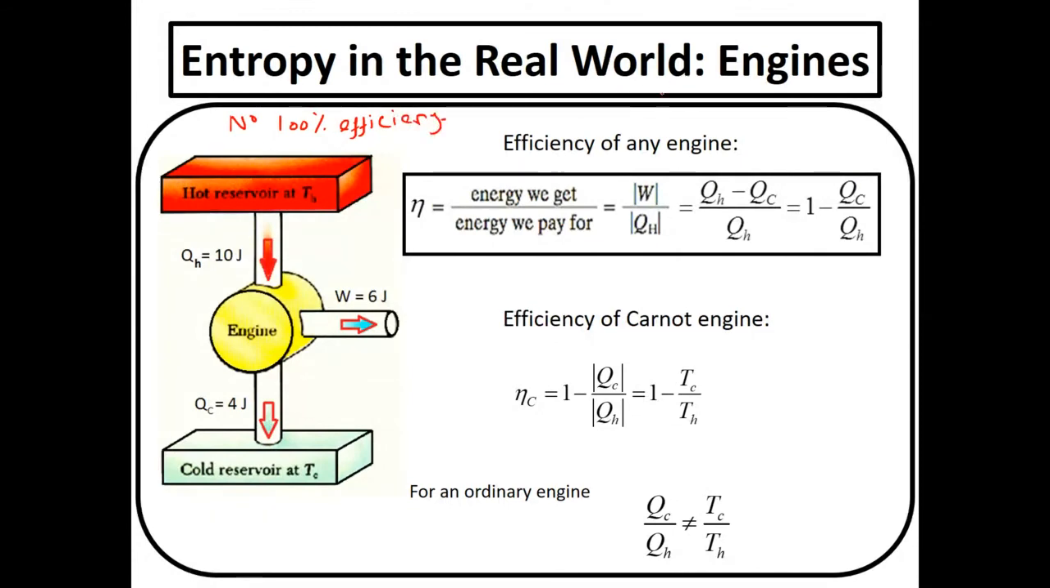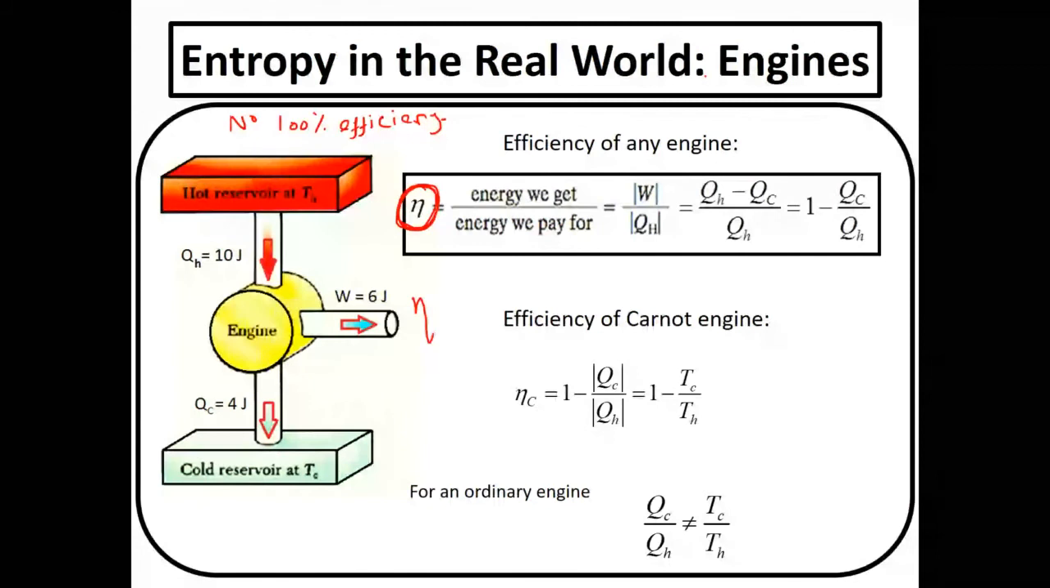Is it possible to get 100% efficiency of the engine? No, it's not possible. There may be some loss of energy. So if you want to find the efficiency of the engine, listen carefully. The efficiency of the engine is indicated with the notation eta. So this is called eta. You have to write it like this.